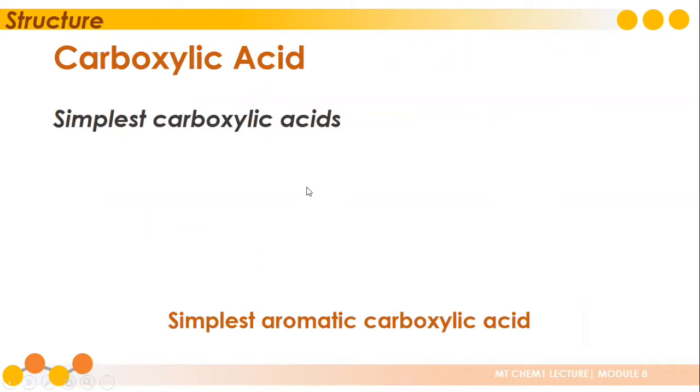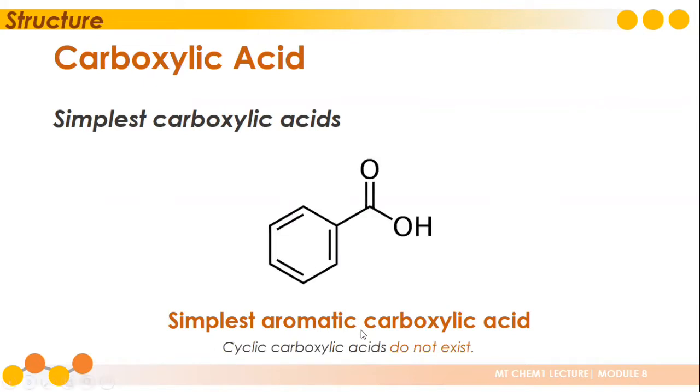Now, how about for the simplest aromatic carboxylic acid? Kindly remember that cyclic carboxylic acids do not exist. Let's take a look at first our simplest aromatic carboxylic acid. As you can see, we have here our benzene ring, and attached is a carboxyl group. Why do cyclic carboxylic acids not exist?